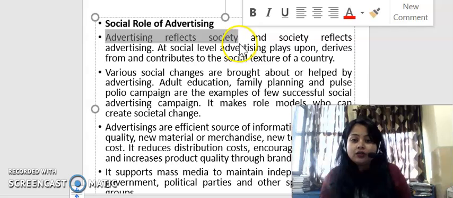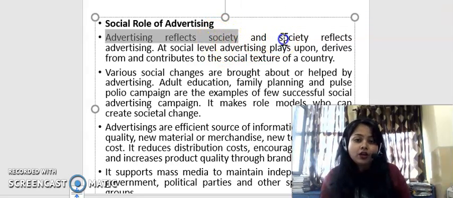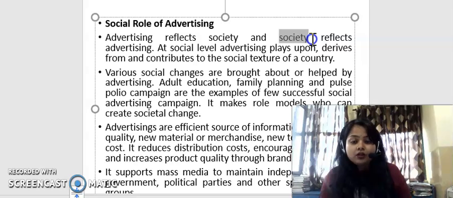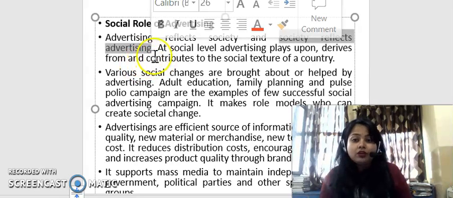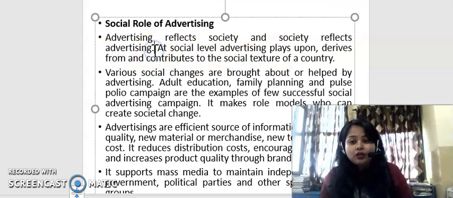What is the new trend, new fashion, new product available in the market, that is for the society. And what does society do over here? Society reflects advertising. Whatever fashion trends and knowledge we gather from the advertisement, we reflect back to the society, right? So advertising reflects society and society reflects advertising.